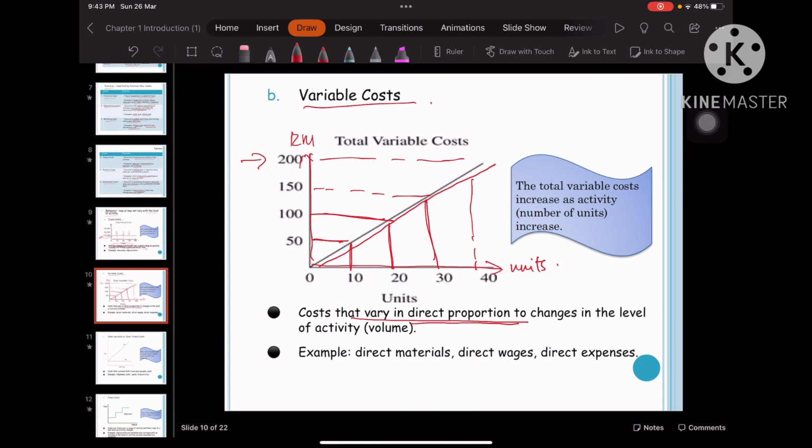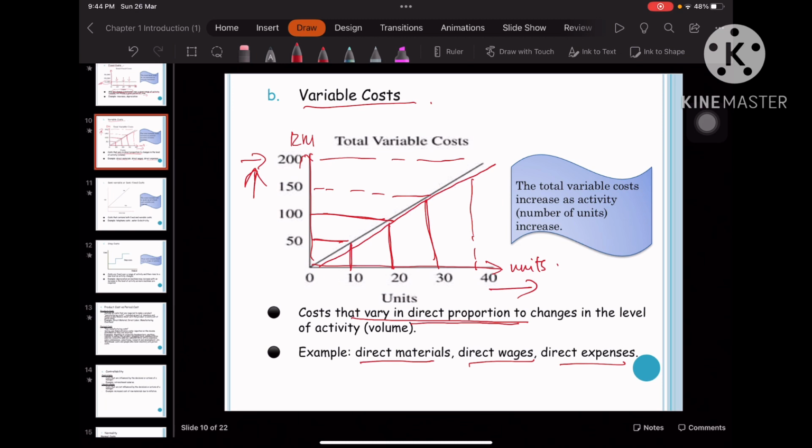Direct proportion means that when the units increase, the cost will increase. For example, direct materials. If we would like to produce 5 baju kurung, we need, for example, 20 meters, right? So that is direct proportion. Direct wages, for example, if we need only one worker, the salary may be 1,000. If we need 2 workers, we need to pay 2,000. And also the direct expenses. The more that we produce, the more royalties we have to pay to the songwriter, for example.